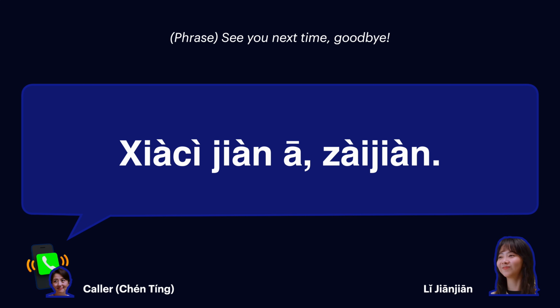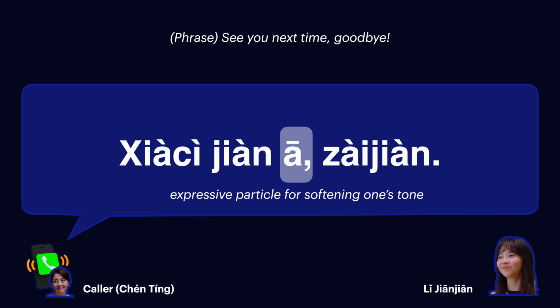Putting everything together, this is what Chen Ting says. 下次见啊，再见. This means see you next time. Goodbye. The 啊 here is an expressive particle for softening your tone, kind of like an okay, as in see you next time, okay? 下次见啊, see you next time, okay? 下次见啊，再见.